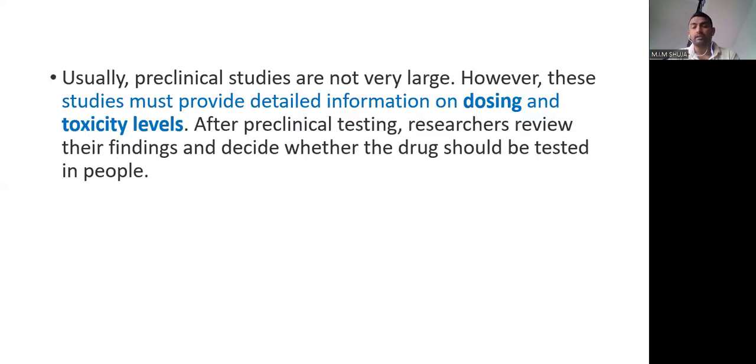Usually, preclinical studies are not very large. However, the studies must provide detailed information on dosing and toxic levels. After preclinical testing, researchers review their findings and decide whether the drug should be tested on humans or not.